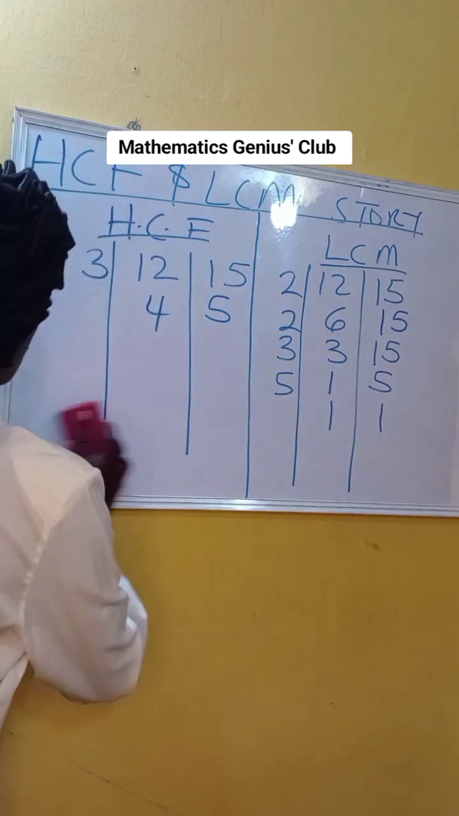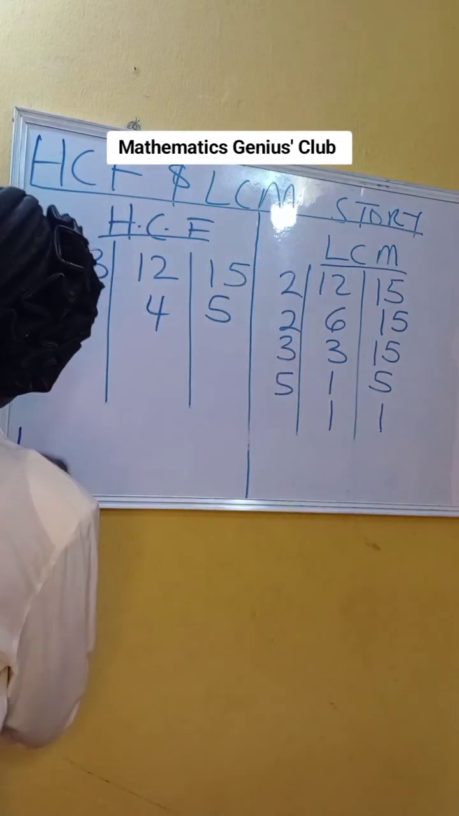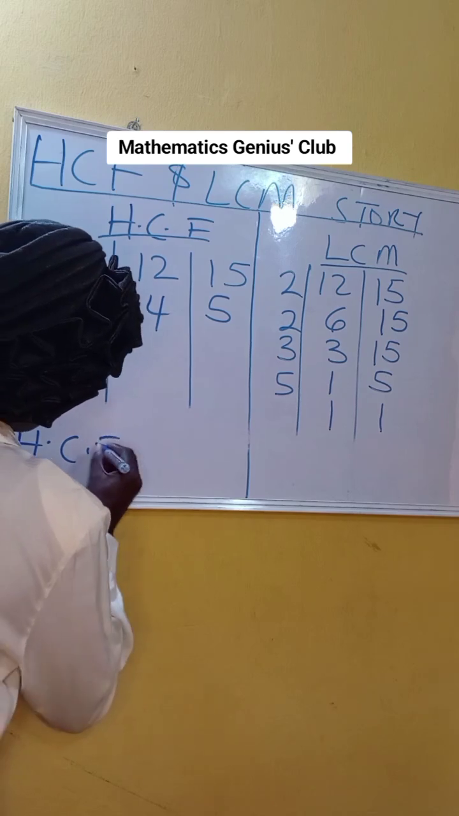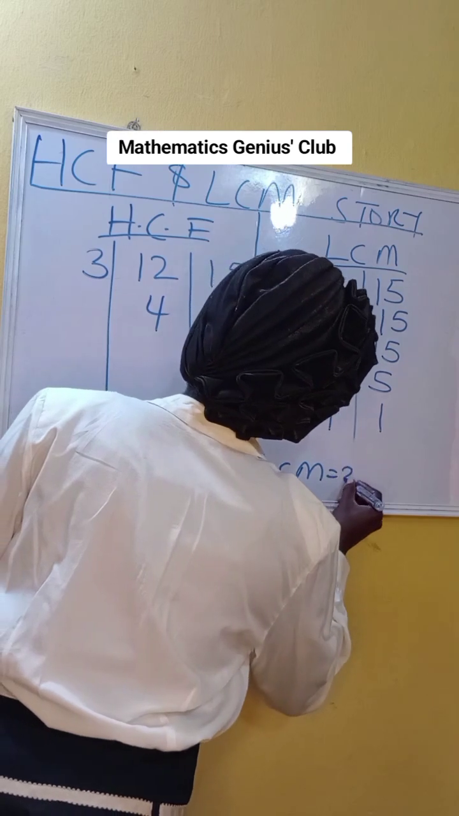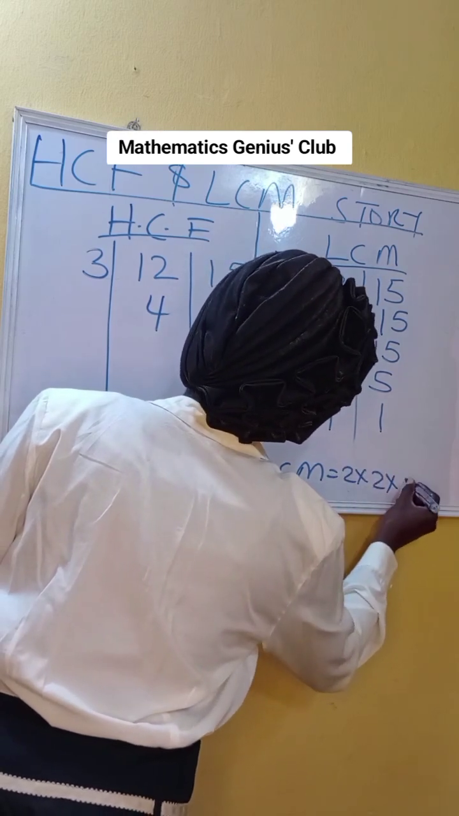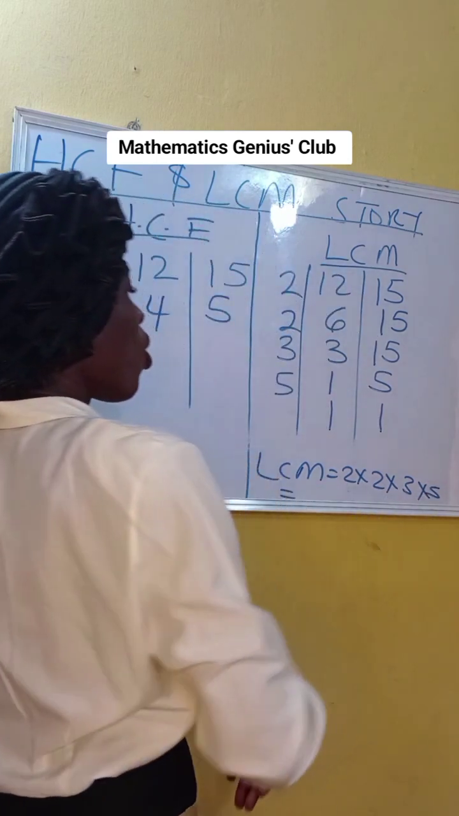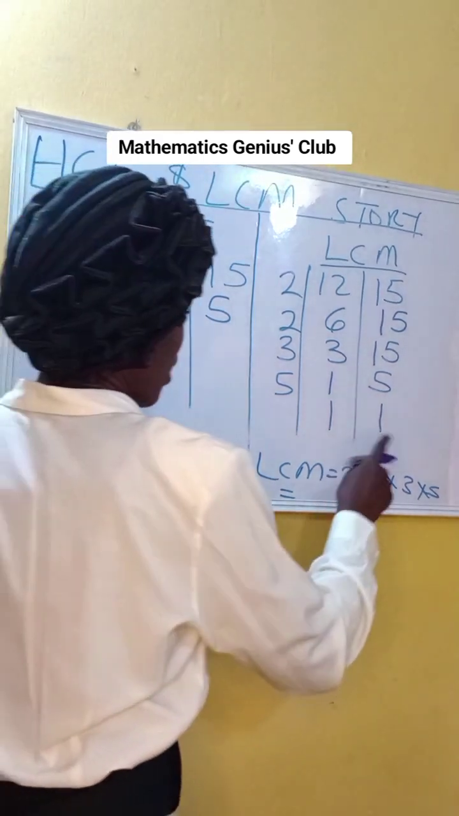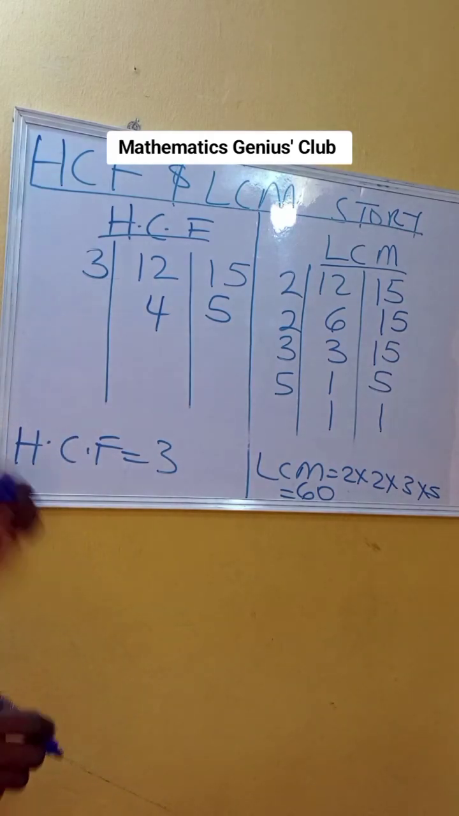So you can see the difference in this calculation now. HCF is equal to 3, a very small number, while our LCM is equal to 2 times 2 times 3 times 5. Let's solve it. 2 times 2 is 4, times 3 is 12, times 5 is 60. So all the slaves of LCM went free.